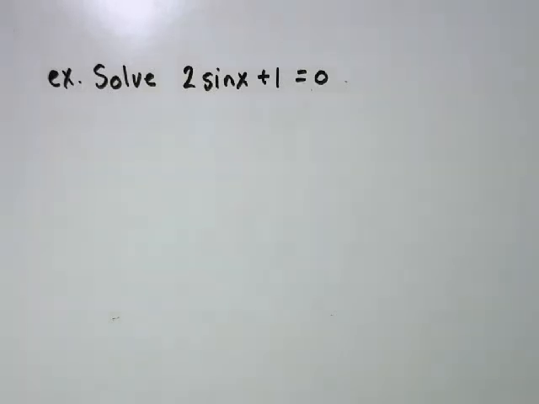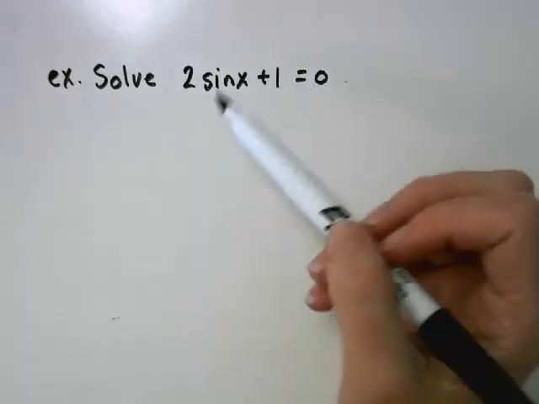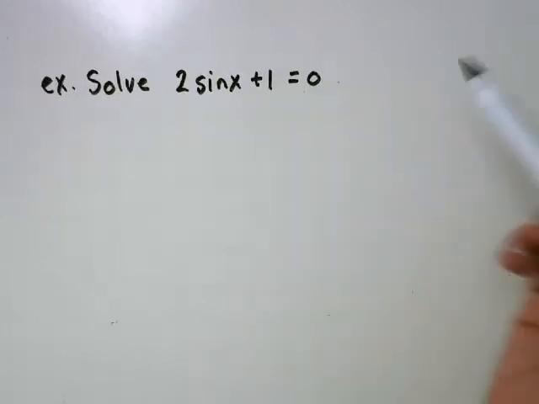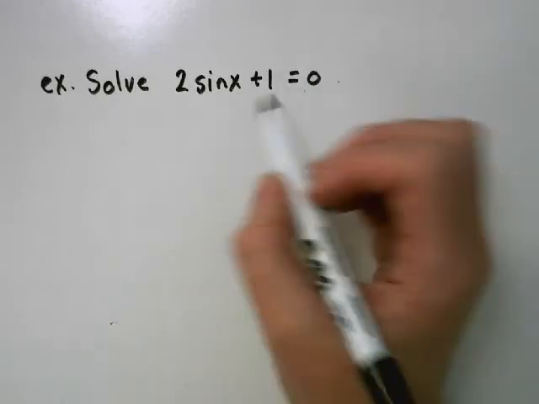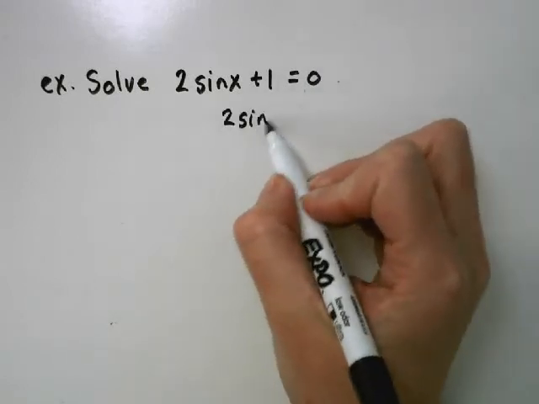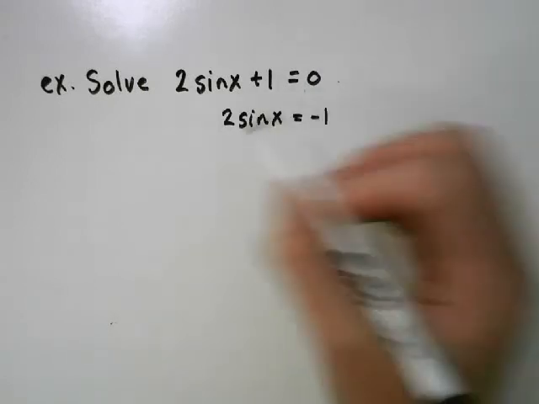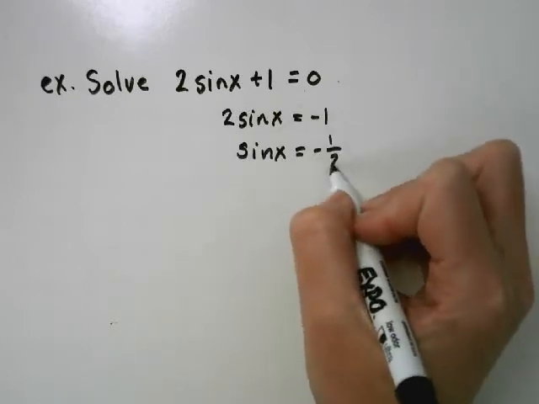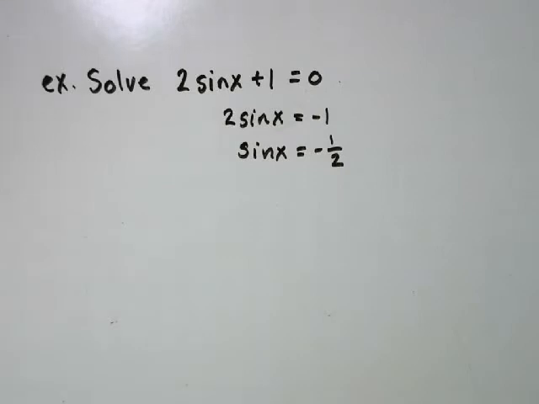Okay, so our first example, we're going to solve 2 sine x plus 1 equals 0. So this is obviously not true for all values. We're trying to find the specific values that it is true. It'll start like any normal algebra problem. So I'll start by subtracting 1 and then divide by 2. Okay, so we're looking for where sine of x is equal to negative 1/2.